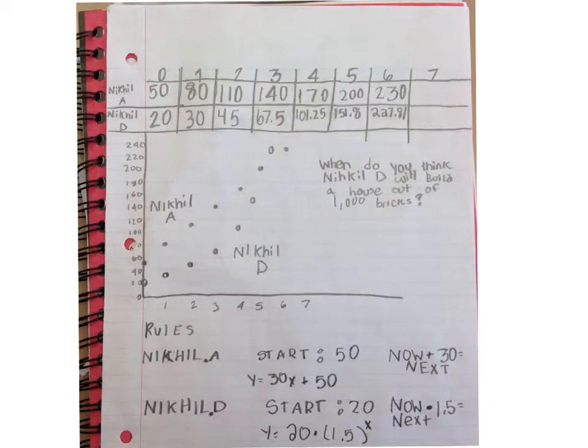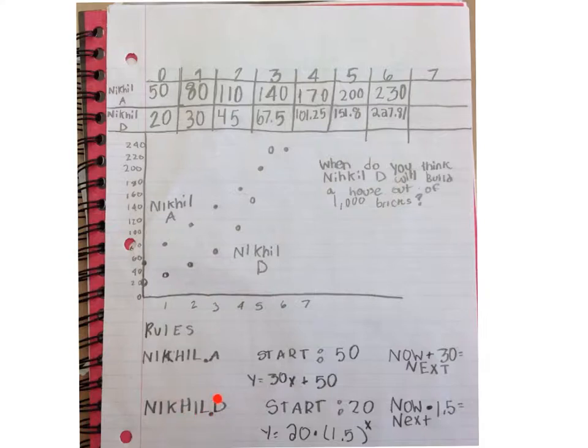Alright, so from this graph right here, you can see that Nikhil A made it to 200 before Nikhil D did. Alright? Why is this? Let's look at our rules. Nikhil A's two rules are: start is 50, and now plus 30 equals next. His other rule is y equals 30x plus 50.